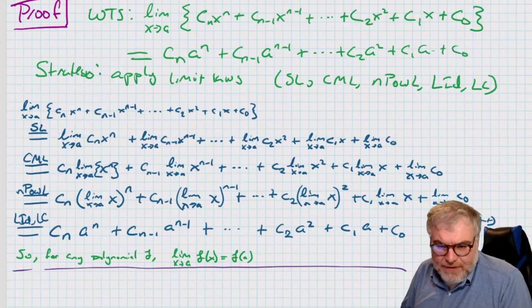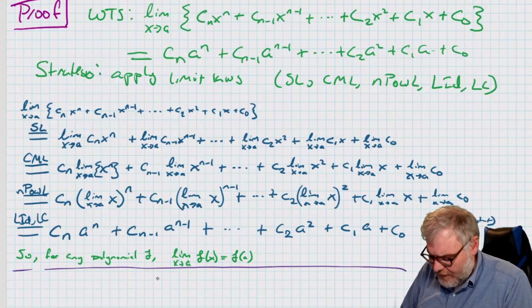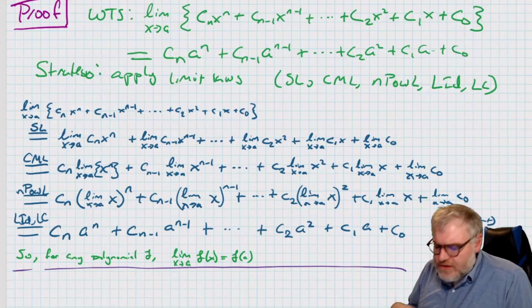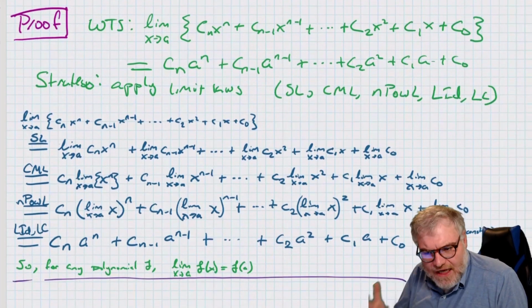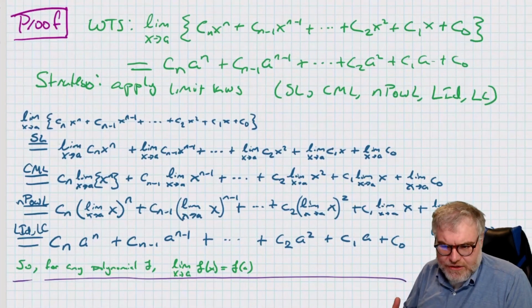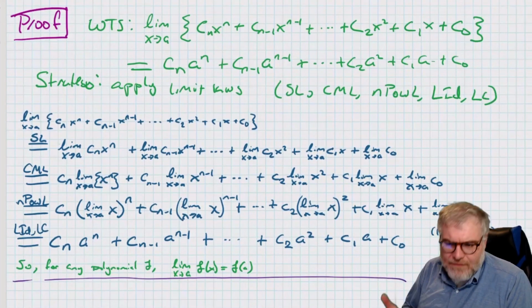And then I say what I did. So for any polynomial f, the limit as x goes to a of f of x equals f of a. Okay? So notice here what I've done. I've said what I'm going to do. Then I said how I was going to do it. Then I did it, and then I said what I did.